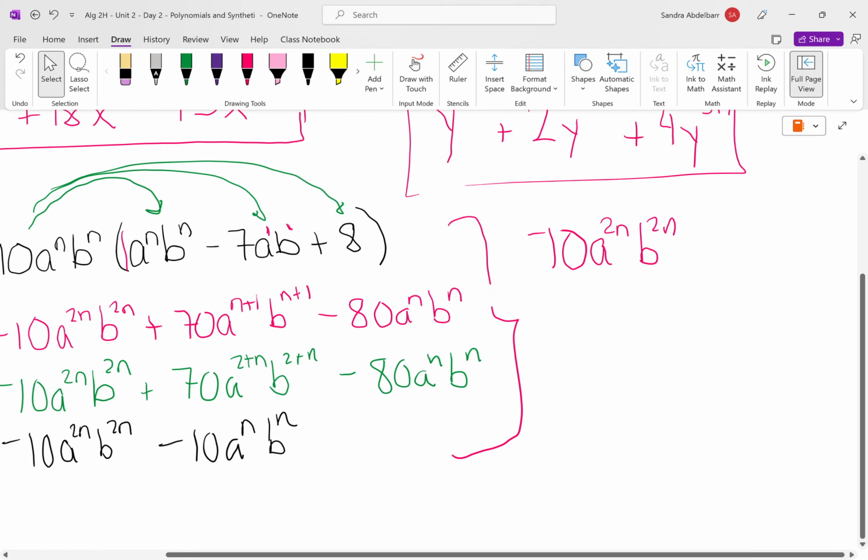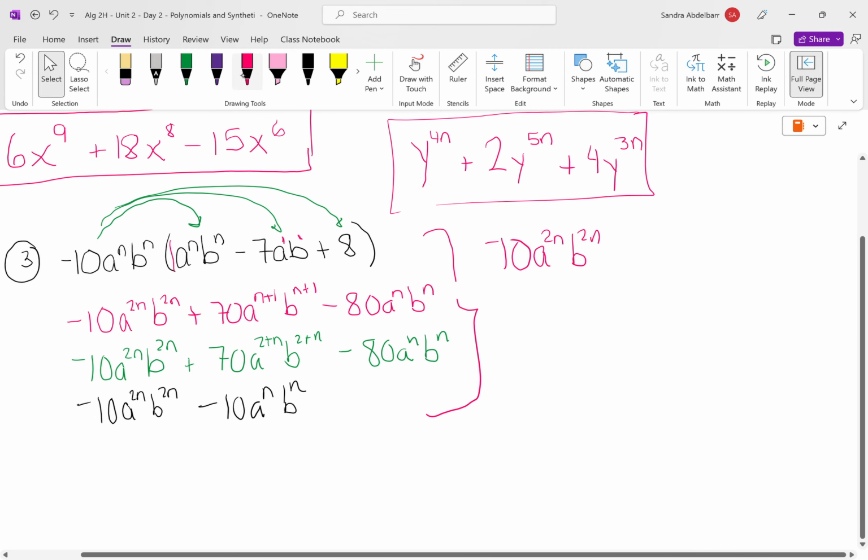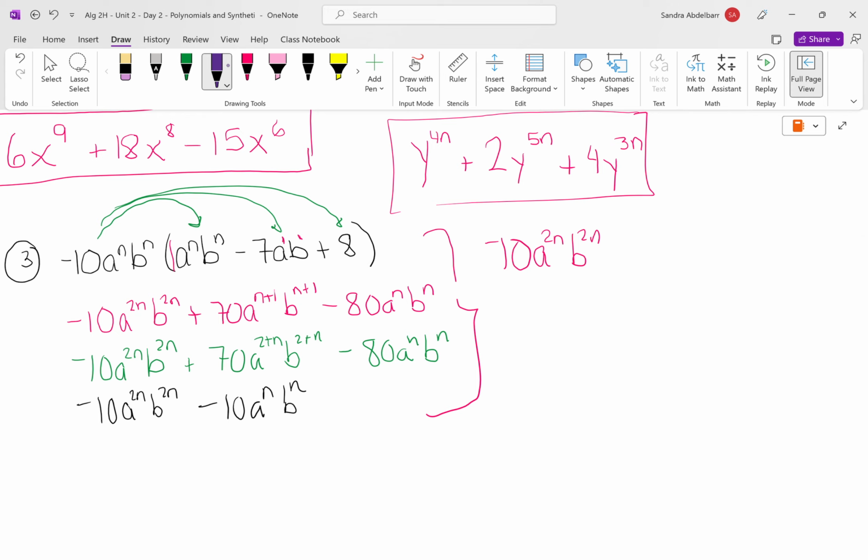All right, now let's keep going. Let's see what happens with the second term. So now we're going to have negative 10 times a negative 7. Negative times a negative is a positive, so we got positive 70. Then we have a to the n times a to the first. Remember, keep your base and do what with your exponents? Add them. So this is n plus 1. Then b to the n times b to the first is b to the n plus 1.